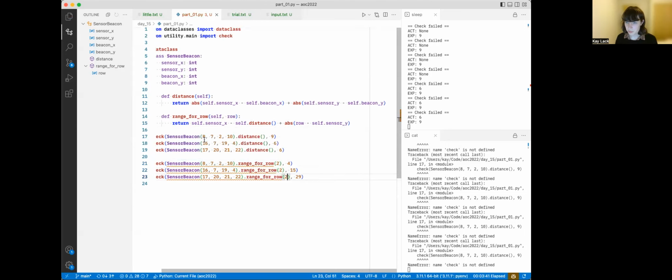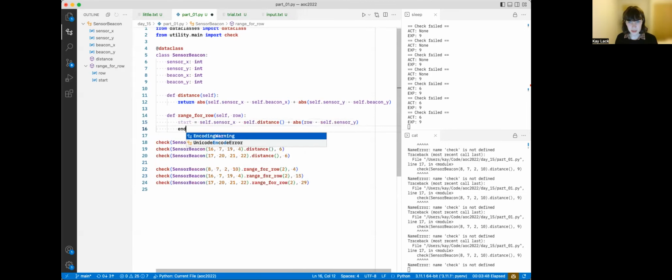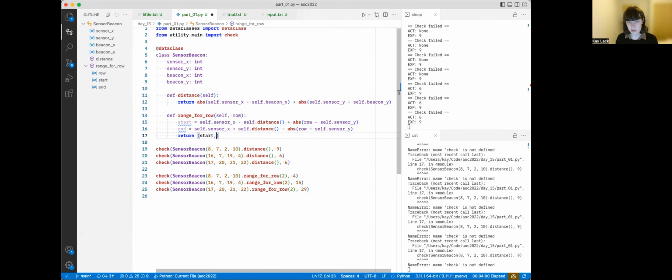Okay, that all works. And then we're going to say this is going to be the start. The end is going to be slightly different. So this is going to be plus and minus. I'm going to return the start and the end. This is going to get us 4 and 12 as we expect. It's going to get us 15 and 17, and it's going to get us 29 and 5.